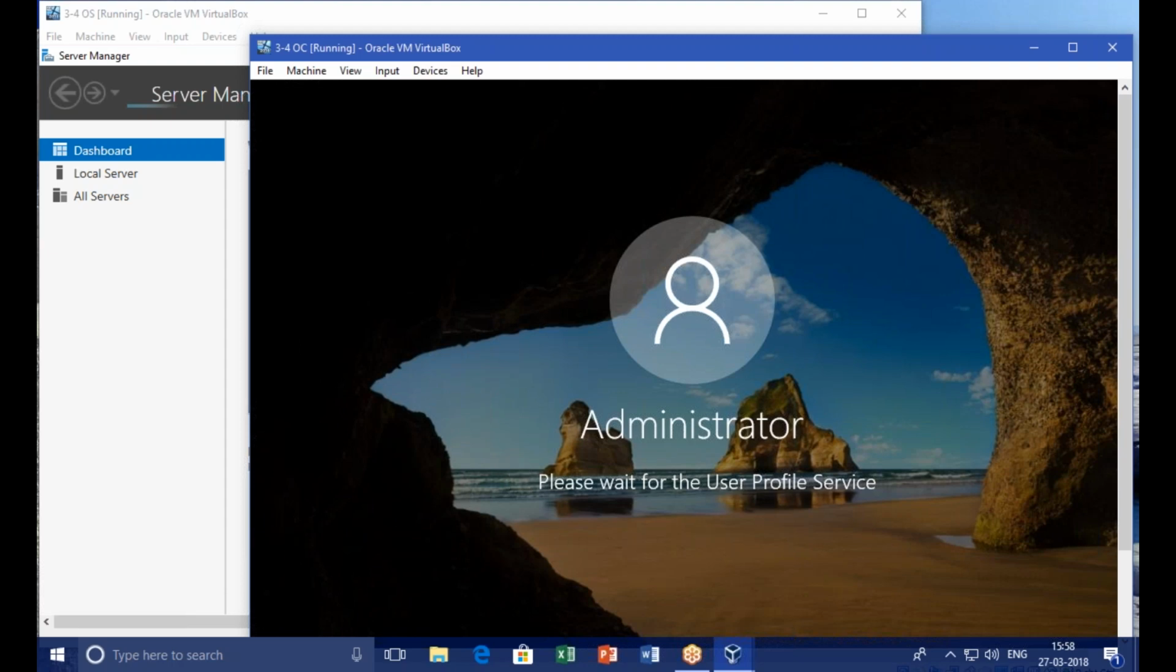Just want to know what you're trying to show us at the moment. IP address assignment, checking connectivity, changing system name, and if we are having time, a little bit of other topics. Okay.